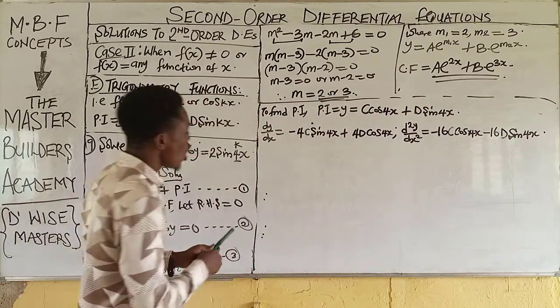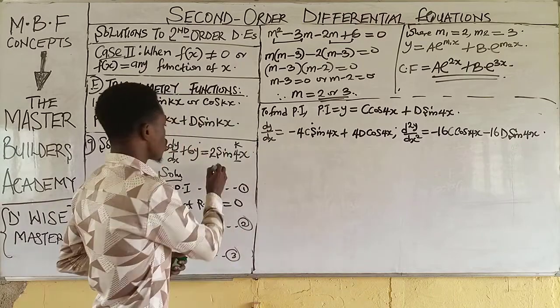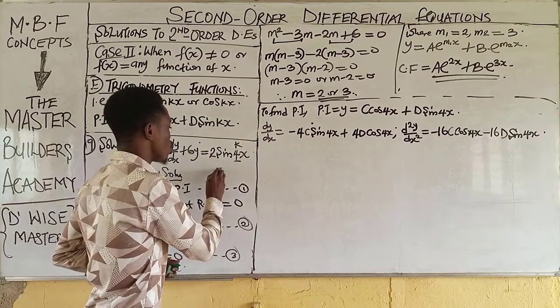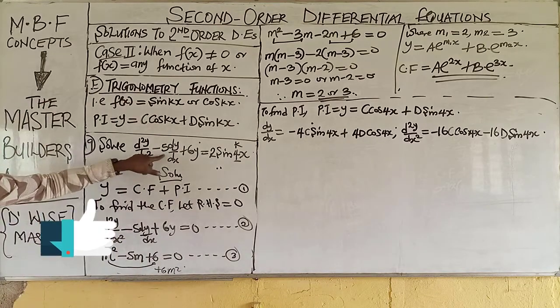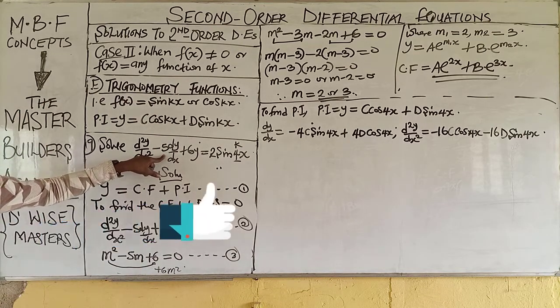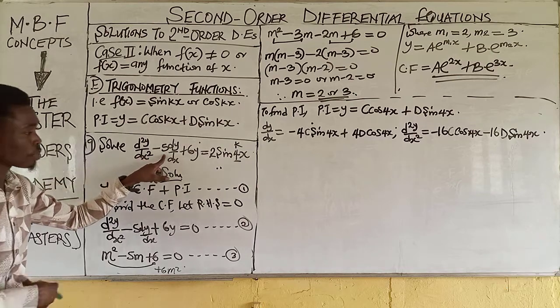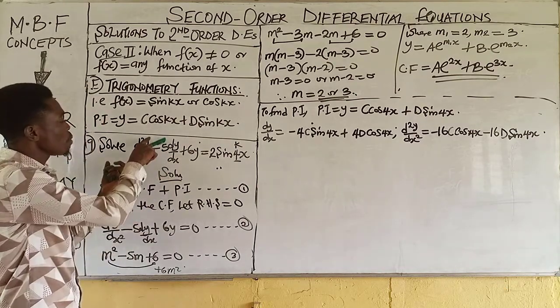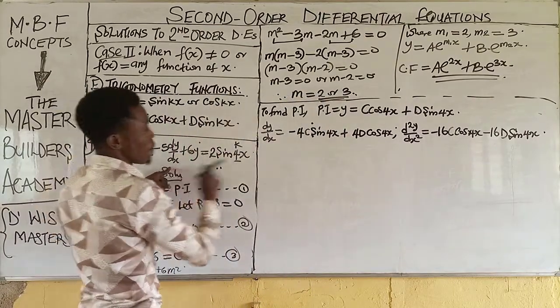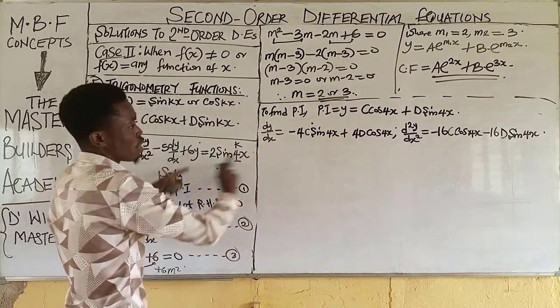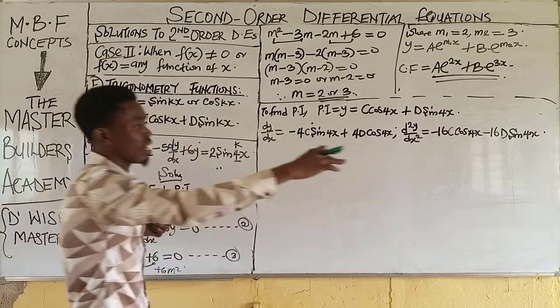Now at this point, all we need to do is to substitute these values we just obtained into the given equation. We do not label it to be any equation, so we substitute into the given equation. So we replace d squared y over dx squared with this other one, and we will replace y with this. So we see that this is very, very complex.